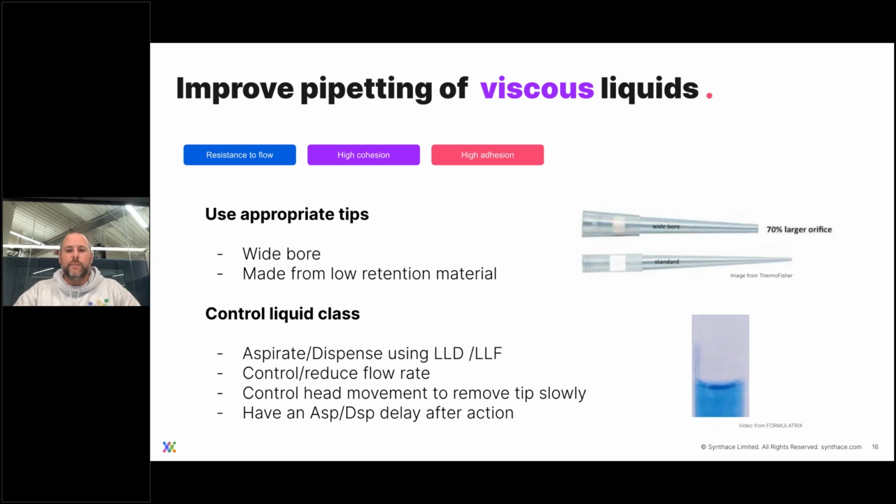And you can have a time delay after the piston is moved during either an aspiration or dispensing step, whilst the tip is either still inside the source liquid or at the desired dispensing height. This time delay allows the liquid to complete its movement either into or out of the tip, preventing potential underpipetting during the transfer.